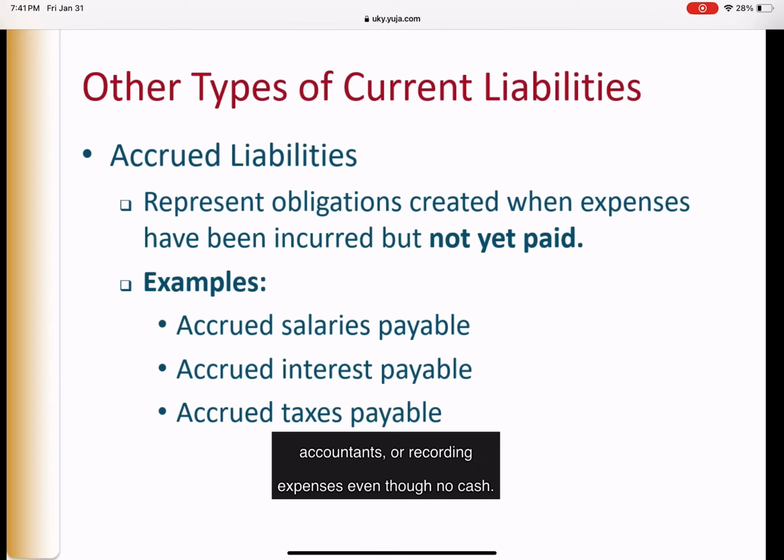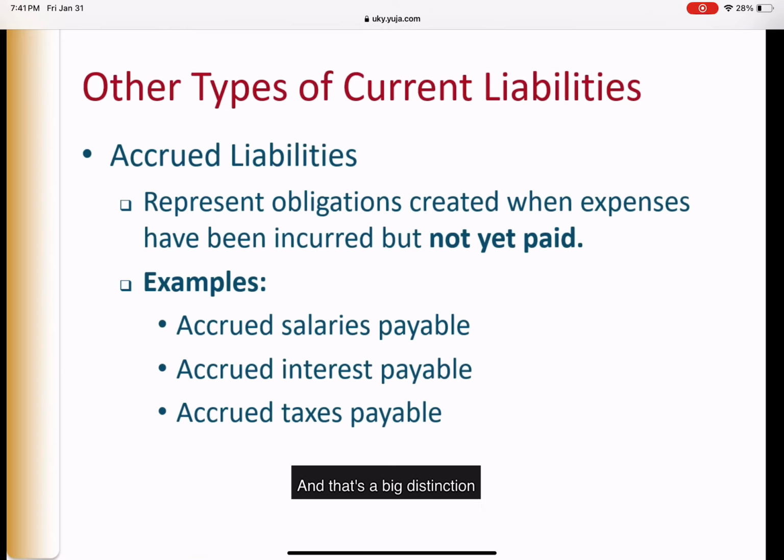Accountants are recording expenses even though no cash left the business, and that's a big distinction between the income statement and the cash flow statement that we'll talk about a little bit later in this chapter. But I wanted to relate that to you right now. These are examples of accrual accounting. You're recording expenses even though you haven't paid the money yet. Think about accounts receivable. If that goes up, you're picking up the revenue, but you haven't received the cash just yet. That's another example of accrual accounting.